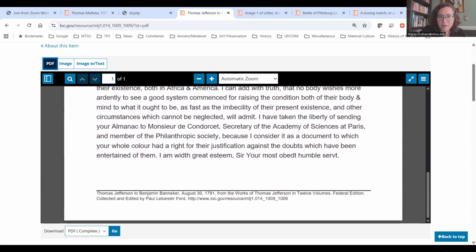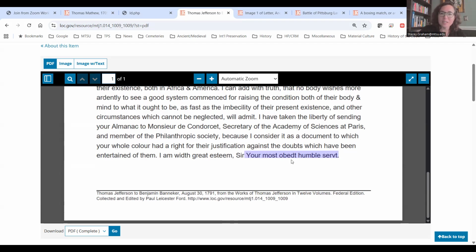I also want to point out how at the very bottom, he closes it, your most obedient, humble servant. And the words obedient and servant are both abbreviated. That's because this was a very common way of closing out letters in the late 18th century. So common, in fact, that there's a song about it in the musical Hamilton, using letters between Alexander Hamilton and Aaron Burr.